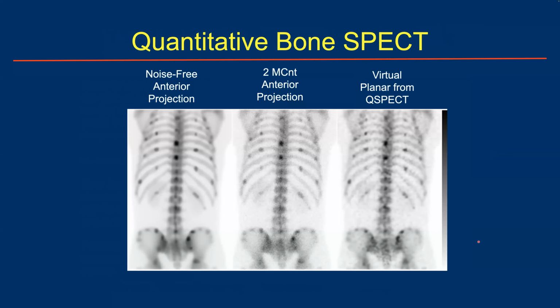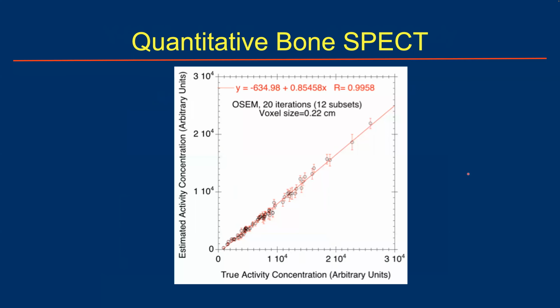This shows you the quantitative bone SPECT imaging, and this is the noise-free projection from simulation studies. This is the planar imaging, which is commonly used in clinic. You can see the image is very noisy and the contrast is poor. This is the virtual planar image estimated from quantitative SPECT imaging. We can see the contrast is better, and the resolution is also higher. So if we measure the activity, we can see there is a good correlation when we use quantitative reconstruction between the estimated activity and the truth.